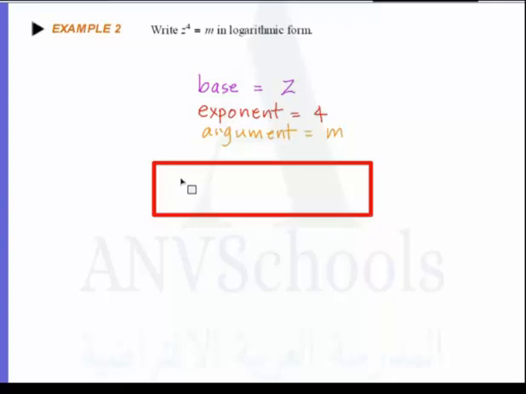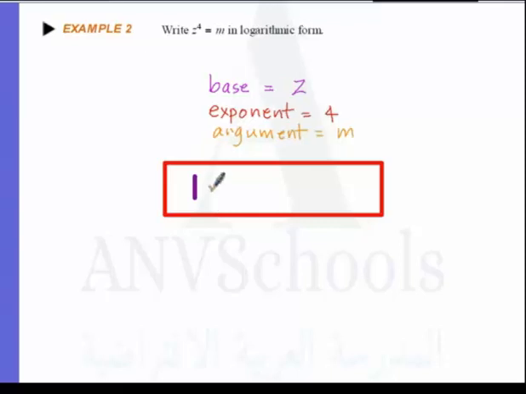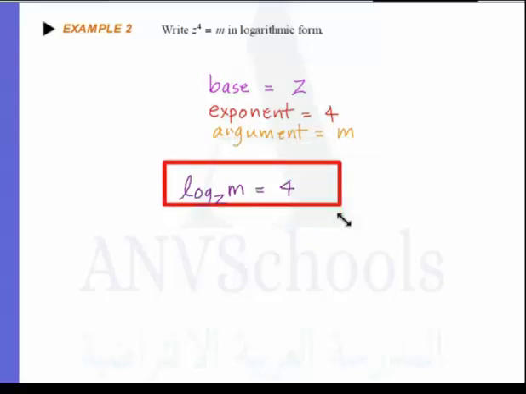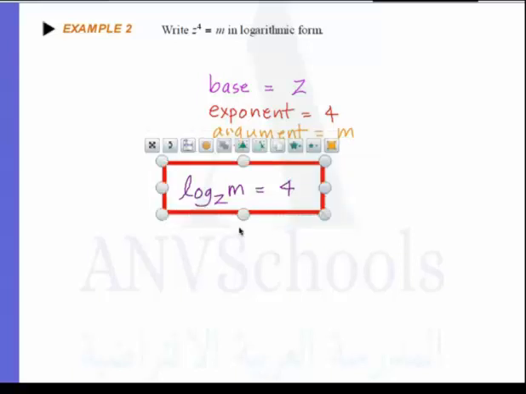Taking these all together, we can get the expression for our logarithmic form. We begin by writing the log notation. So we have log to the base z, I'm sorry, of the argument m is equal to the exponent 4. So this is the answer for this example.